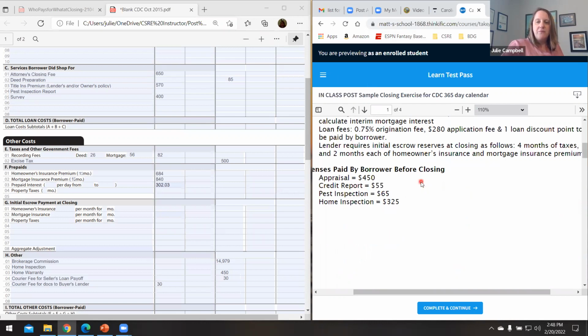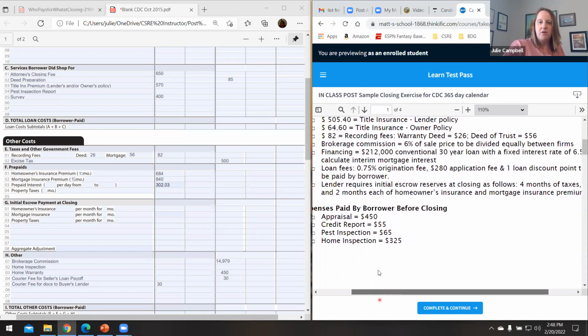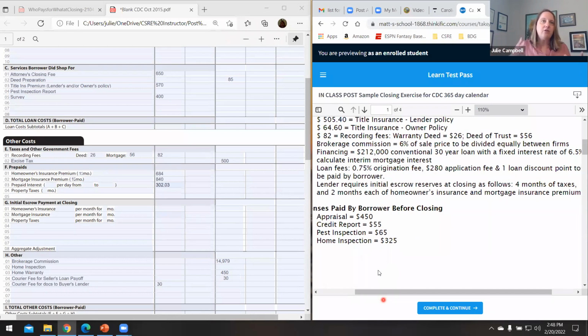Then I got a loan origination fee of 0.75%, an application fee, and one loan discount point to be paid by the borrower. Any lender fees, or in this case, are called loan fees. Any loan fees are always going to be calculated of the loan amount, not the sales price, but the loan amount. What does the lender care about? The lender cares about the loan amount, right? Because that's their money. So all lender fees, loan fees are going to be of the loan amount. We're reminded that our loan was $212,000.